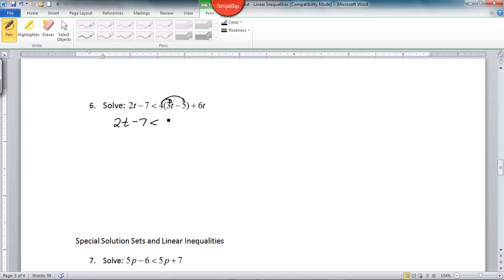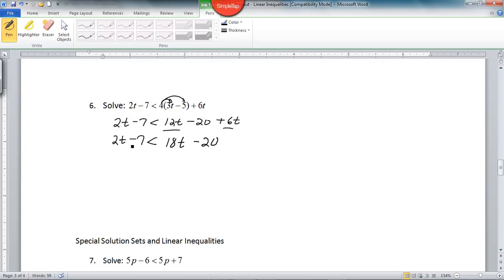4 times 3t is 12t. 4 times minus 5 is minus 20. And then the plus 6t doesn't change. It's not in the parentheses, so it just stays plus 6t. Combine the like terms on the right. I've got 12t plus 6t, so that's 18t minus 20.